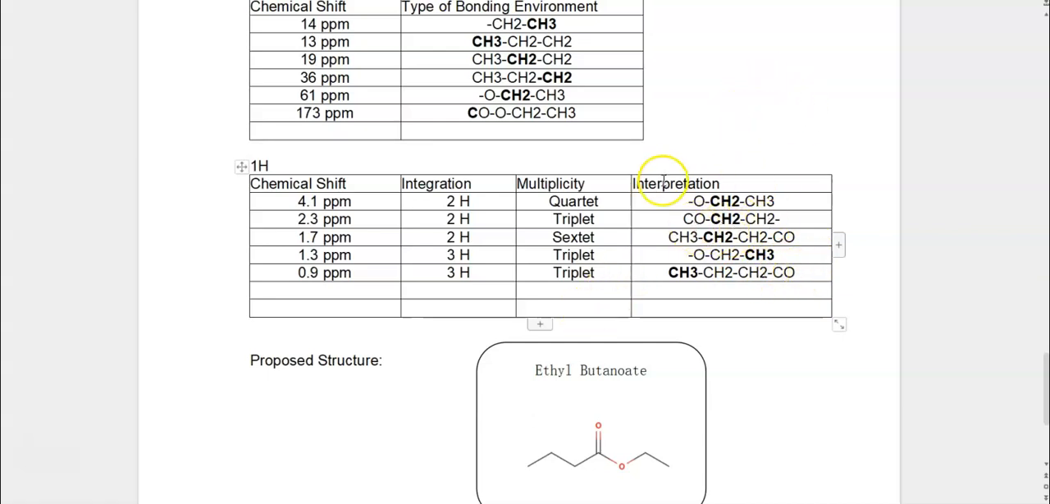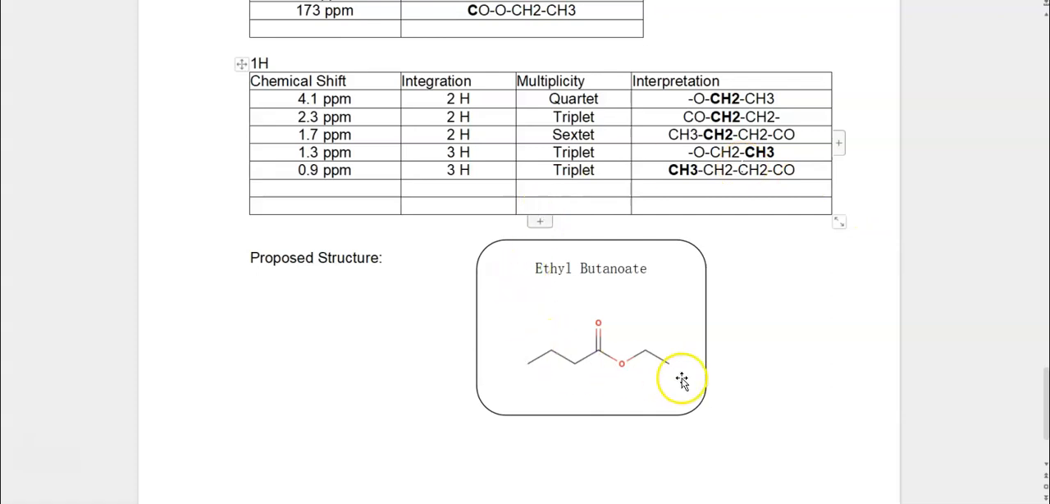So due to this analysis, I have proposed that this particular compound indeed has 6 carbons, but it will have one double bond, which is up here, and an oxygen that is single bonded to 2 carbon atoms. Therefore, I have concluded that this potential structure is ethyl butanoate as a result.